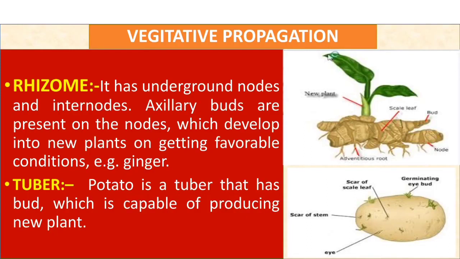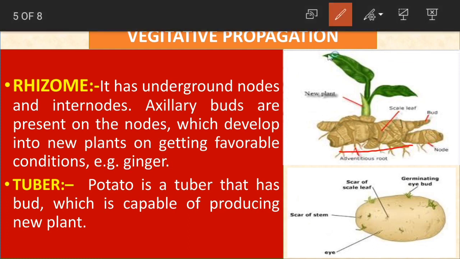Again, rhizome. So what is a rhizome here? It has underground nodes and internodes. Here we have given an example of ginger. You can observe in the picture how it is giving birth to another plant. This has got nodes and internodes, and the axillary buds are present on the nodes, which develop into new plants when they get favorable conditions. When the plant gets favorable conditions, the axillary buds are going to develop into new plants. Favorable conditions in the sense of proper sunlight, proper air and water.